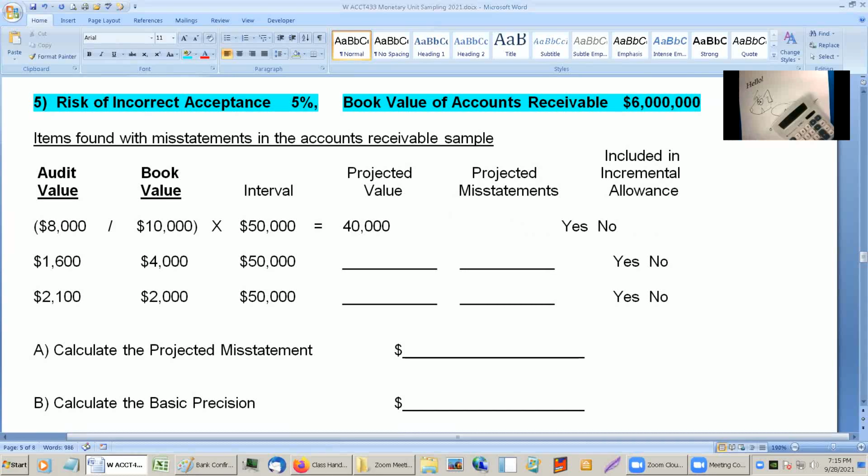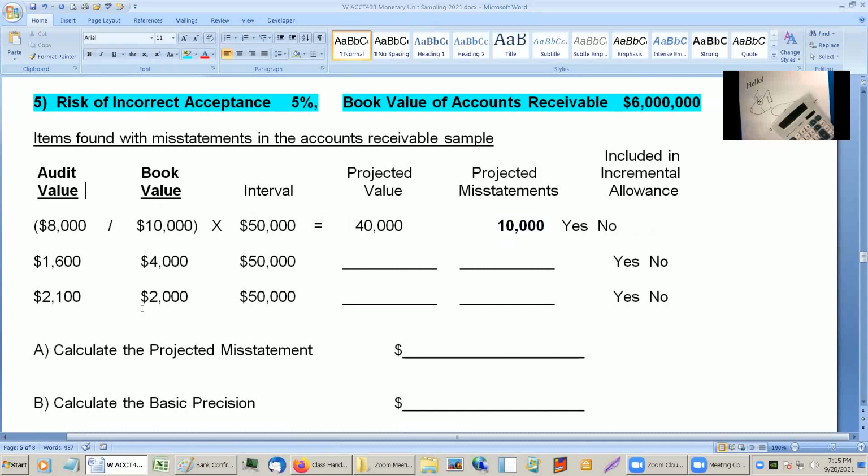Okay, so what's the projected misstatement for this interval? 10,000? How much? 10? Yep. Yeah, so we're saying that the projected misstatement is 10,000, and this is really the important number.